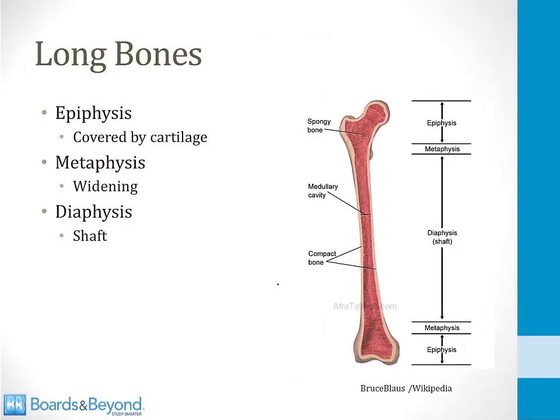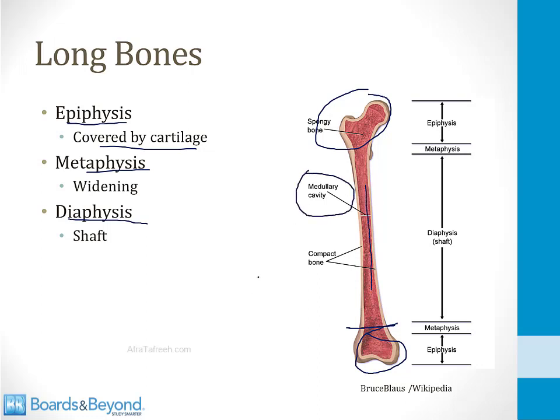There are some important terms related to long bones you should be familiar with. The epiphysis of a long bone is the end of the long bone. It's usually covered by cartilage. If you look at this drawing on the screen here, the epiphysis is here at the bottom and up here at the top. The metaphysis is the widening just before the epiphysis, so that's this portion right in here. And then finally, the diaphysis is used to describe the straight portion of a long bone, or the shaft that contains the medullary cavity.